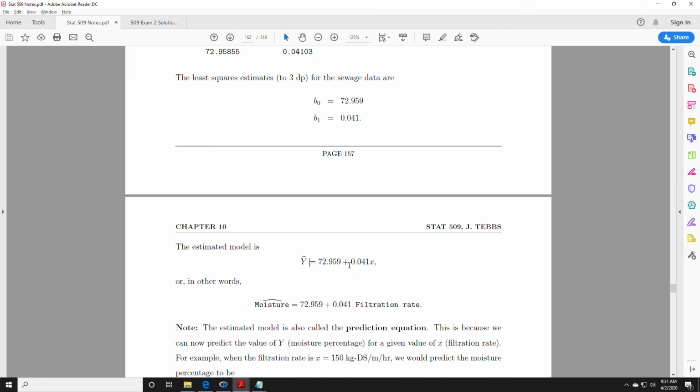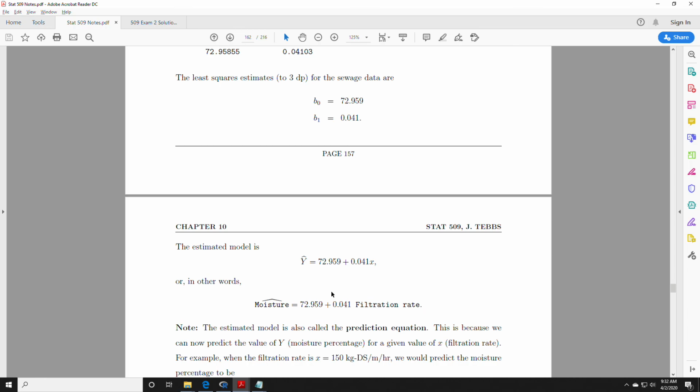Okay? So let's think about what these parameters mean. You need to be able to understand and interpret these values if you were to ever use this. So what does this 73 mean? It means when the filtration rate is 0, this term goes away, that's all that's left, then the average moisture is 73%. This is in terms of percent. Now honestly, I have no idea whether it makes sense in this problem to have a filtration rate of 0. It may or may not be useful.